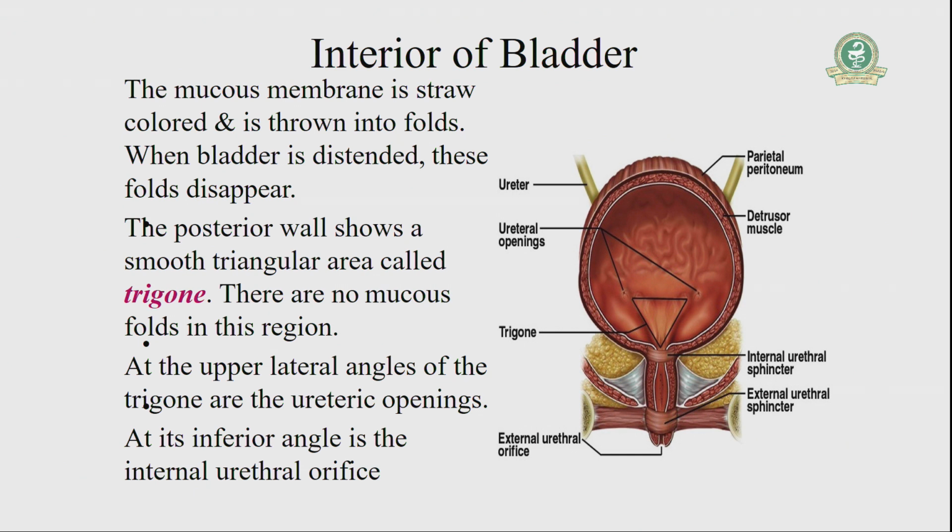The posterior wall shows a smooth triangular area called the trigone. There are no mucous folds in this region. At the upper lateral angles of the trigone are the ureteric openings. At its inferior angle is the internal urethral orifice.